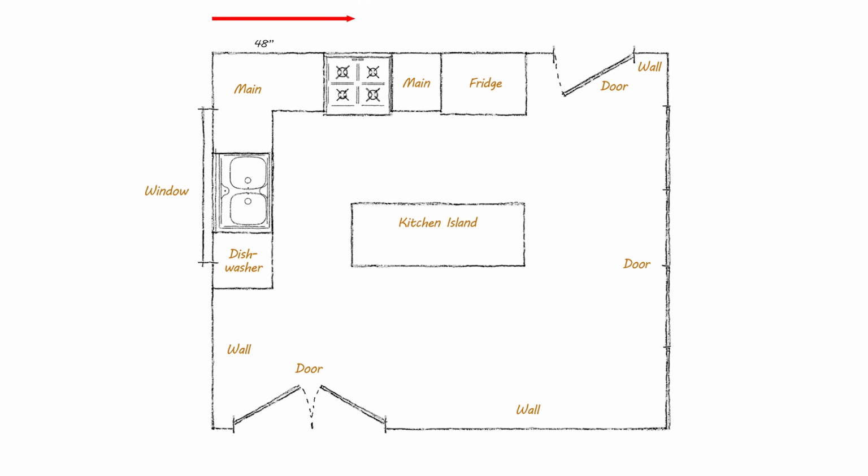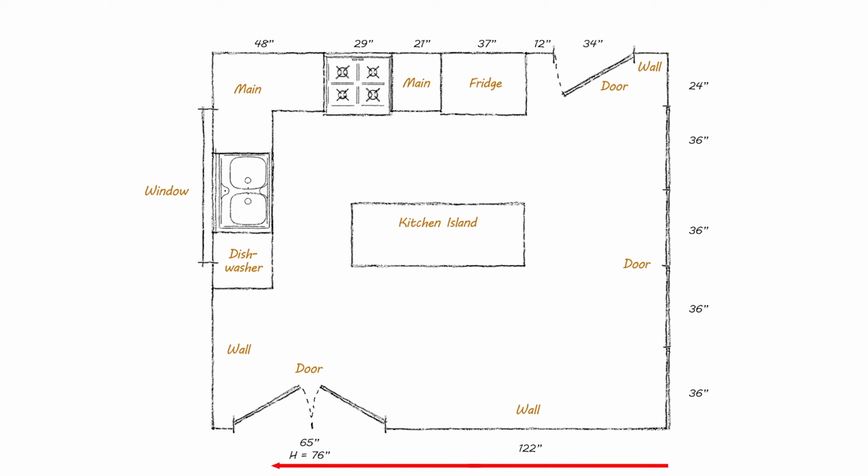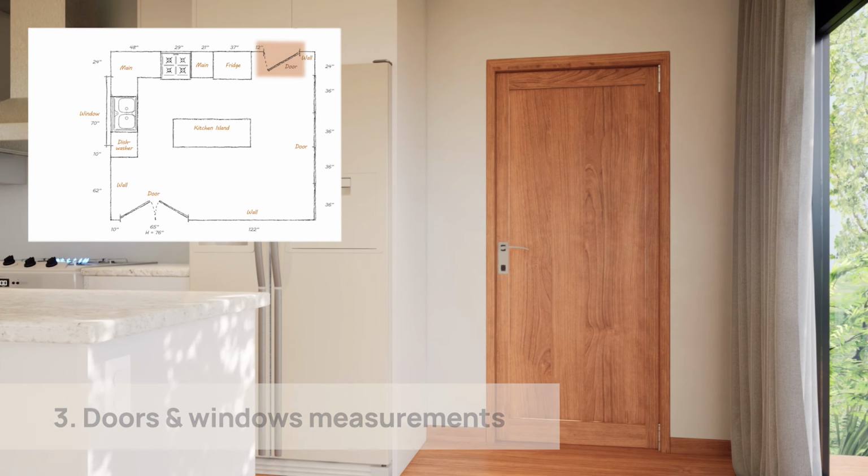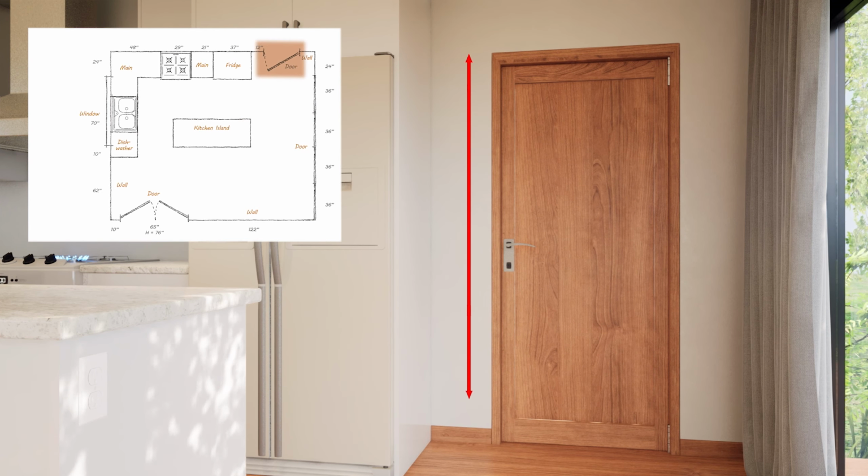Now it is time to start measuring. Remember, always use inches and measure to the nearest eighth of an inch, recording all measurements on your floor plan. Working from left to right or clockwise, measure the full length of each wall. If there are doors, measure the length and width of each door.